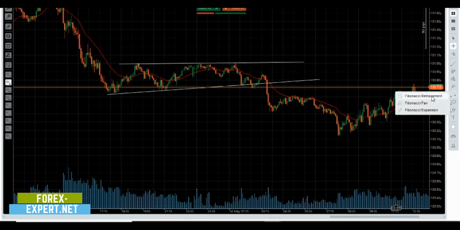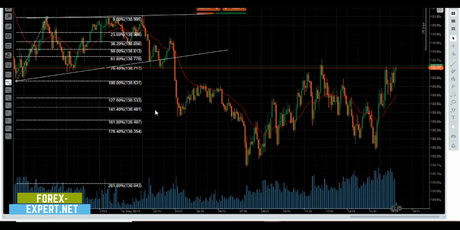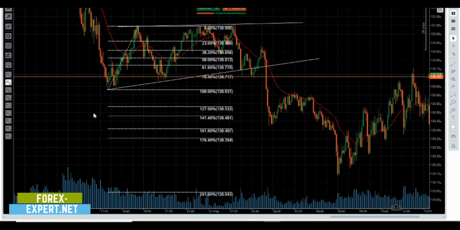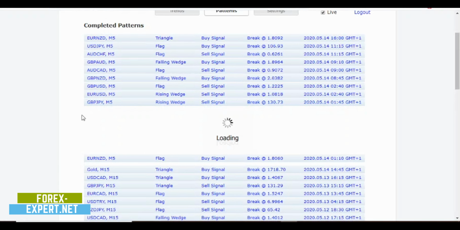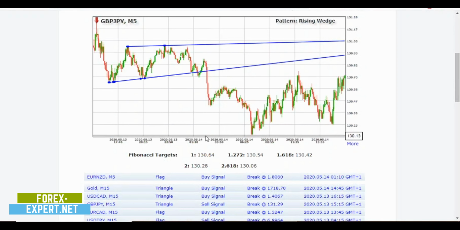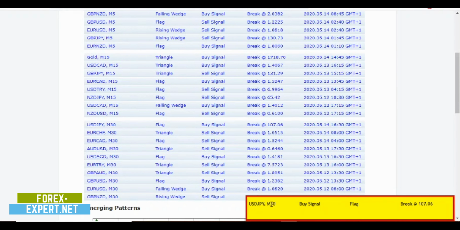You can use Fibonacci if you want. If you set your targets using Fibonacci, you will find the Fibonacci suggestion just below here, if you don't know how to use the tool on your trading platform. So this is my secret to use it correctly.